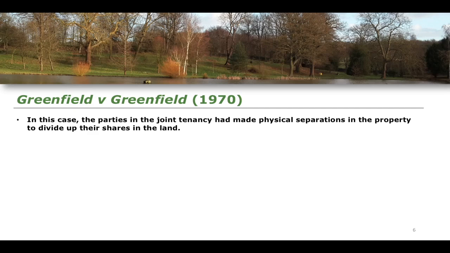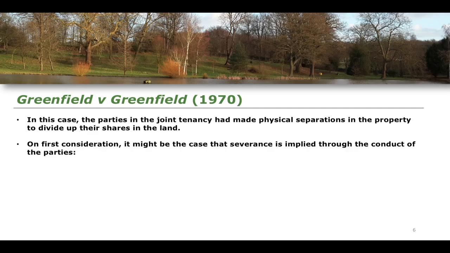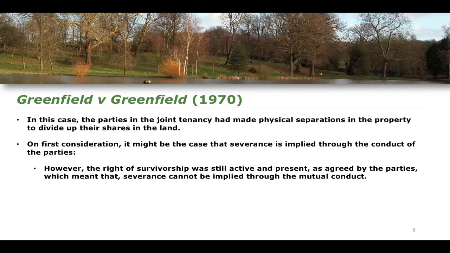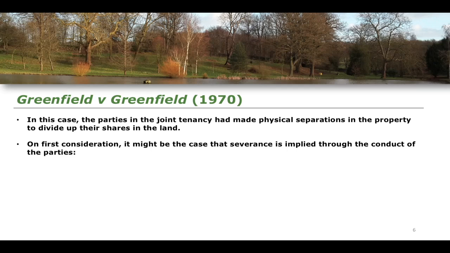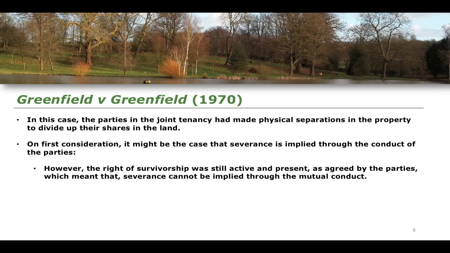The parties to the joint tenancy had made physical separations on the property. So given this fact, surely this means that there was an intention to sever. On first consideration, you might think that severance is implied through the conduct of the parties. However, what is very important here is that despite the fact that there was the division of their shares in the land, at least a physical separation of their property, the right of survivorship was not only still active and present, but it was also agreed upon by all the parties to be active and present.